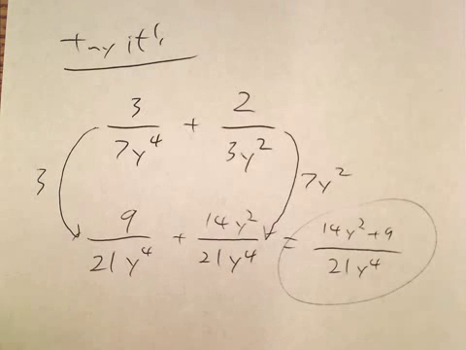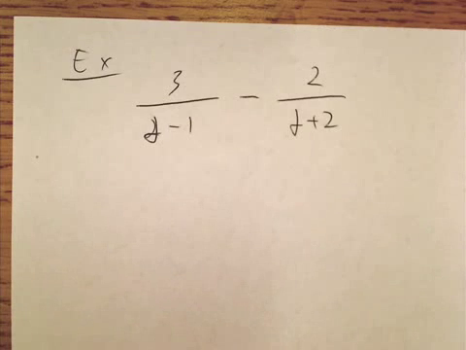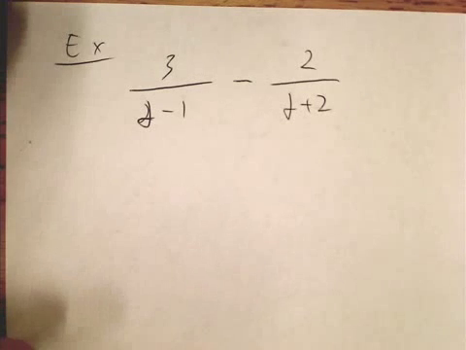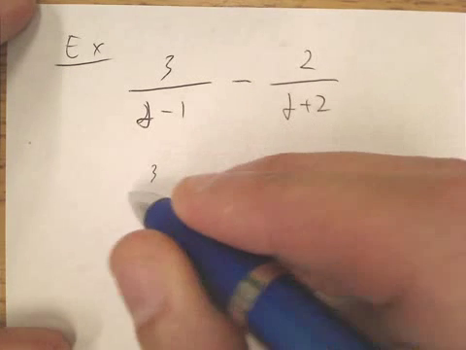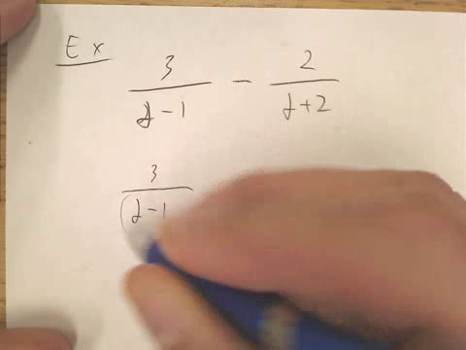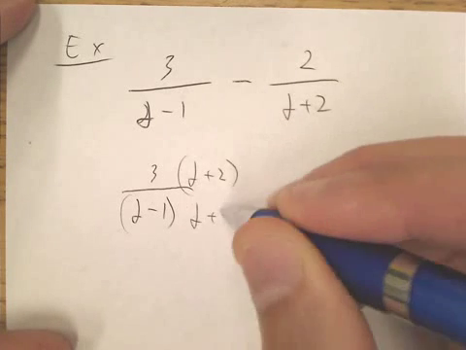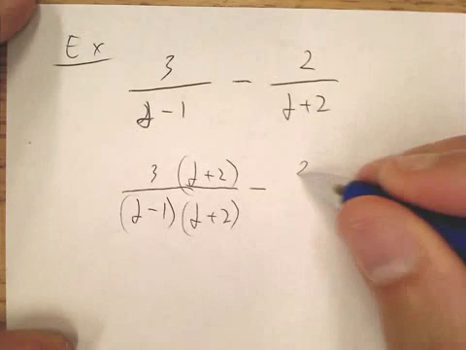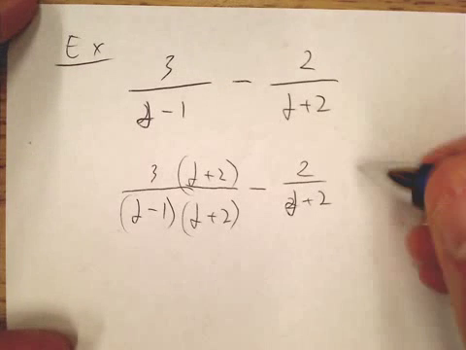Okay, one more example here. Now, if you have two denominators like this that are binomials, you don't really find a common denominator by thinking about anything. You just multiply them together. So I have 3 over d minus 1, and I'm going to multiply it by the other denominator. And then over here, I have 2 over d plus 2, and I'm going to multiply it by the other denominator.